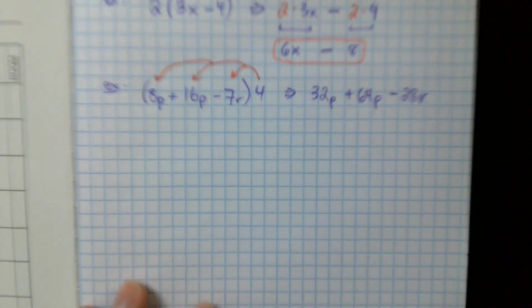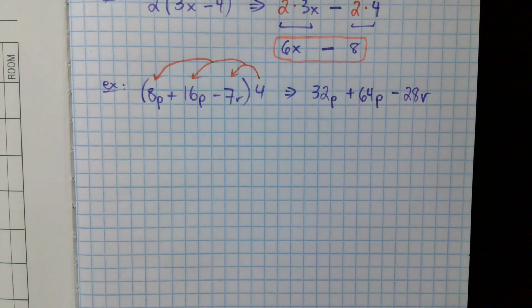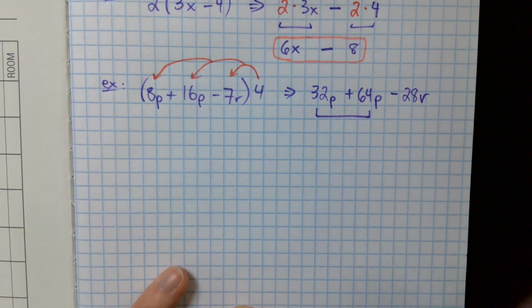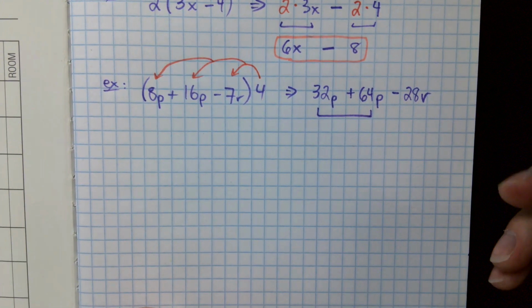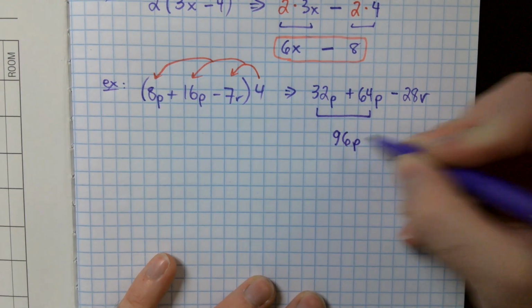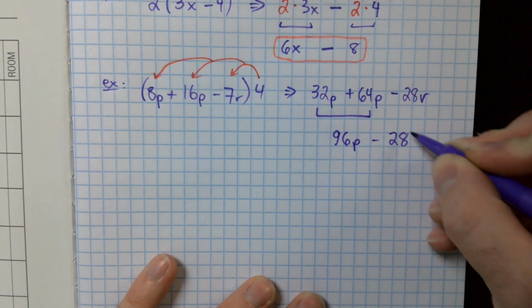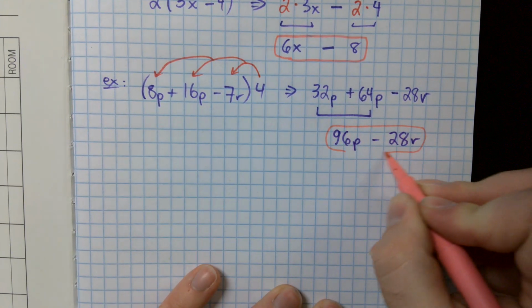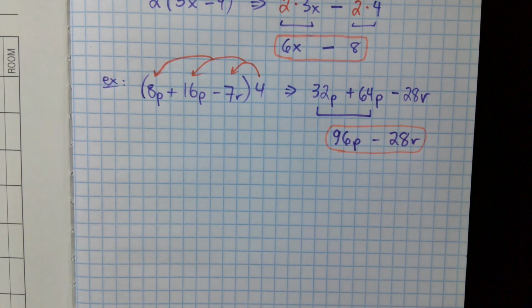Am I done? Can I box that up? No, it's not fully simplified. What else can I do with this? Combine the p's. What do I get when I add 32 p's with 64 p's? 96 p's. Minus 28 r's. That's all I can do. There's my simplified expression.